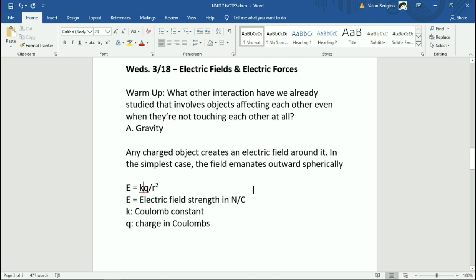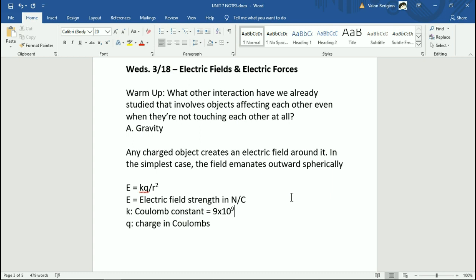So we have this equation that describes the strength of an electric field. It depends on the charge of the thing and the distance we are from that charged object. Coulomb's constant, what is that? It's actually pretty easy to remember. It's 9 times 10 to the 9.